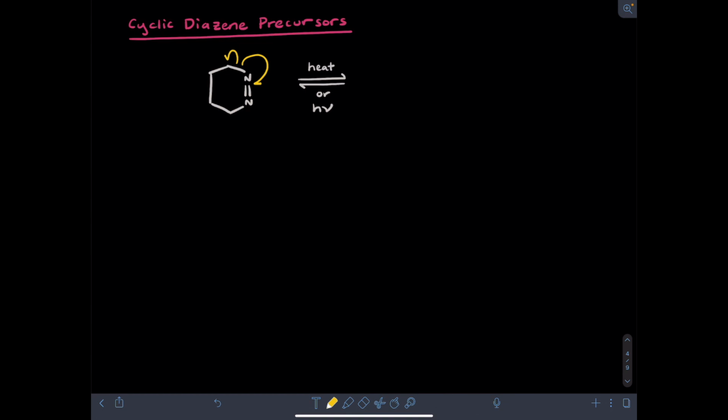For the other carbon-nitrogen bond, I do the same thing, one electron to carbon, one electron coming down to form the triple bond. And this step would generate the tetramethylene biradical and nitrogen gas. So you can imagine this step would be very entropically favored.